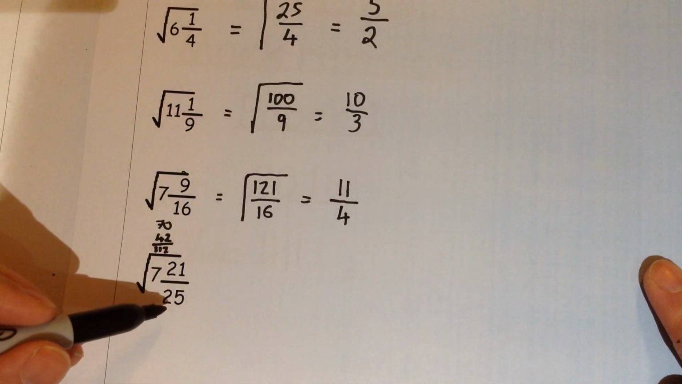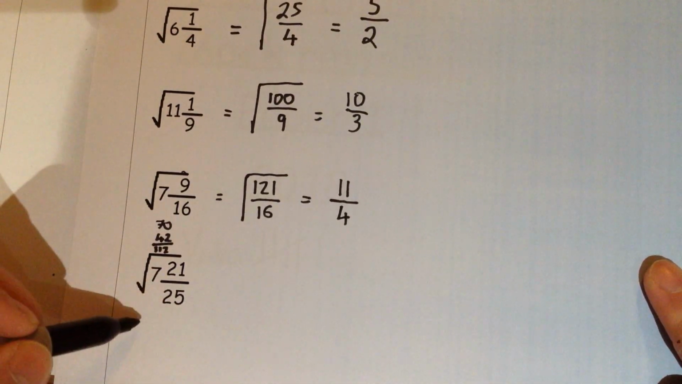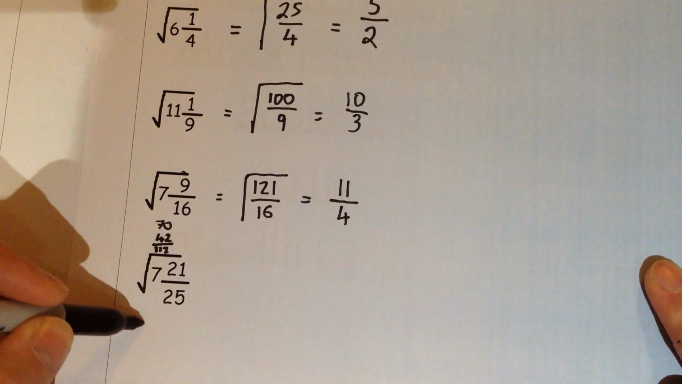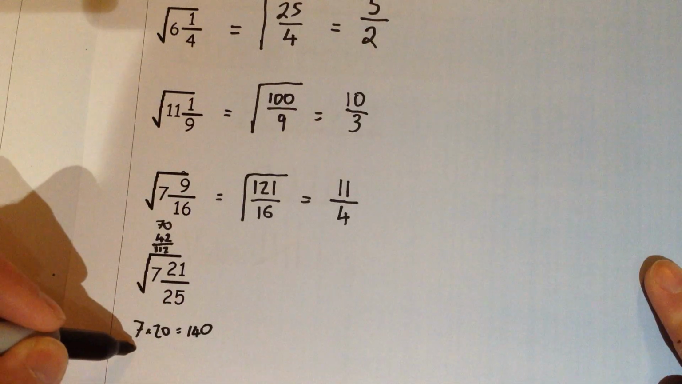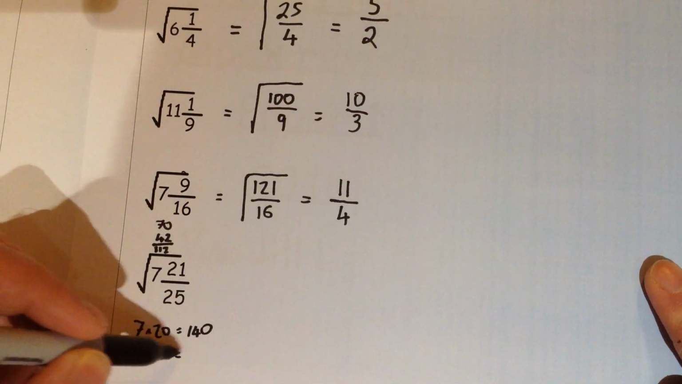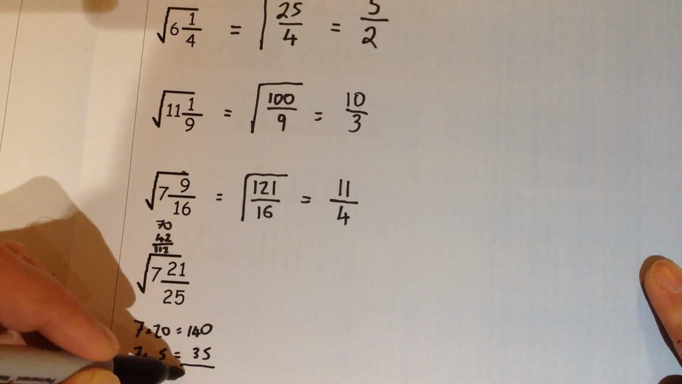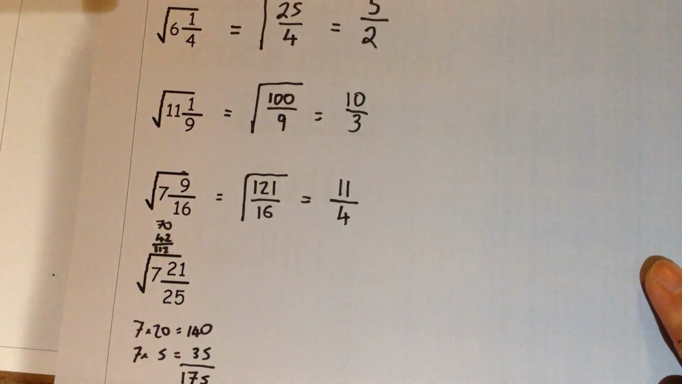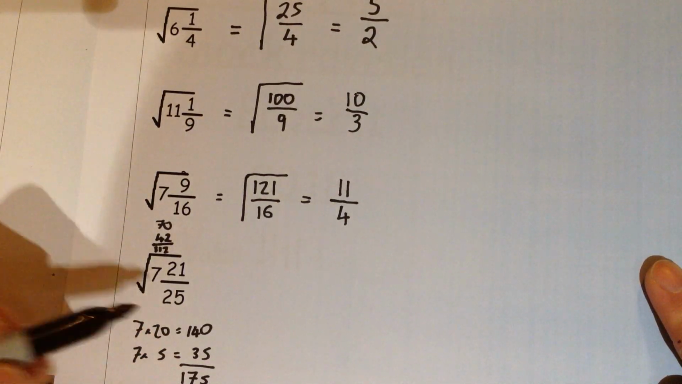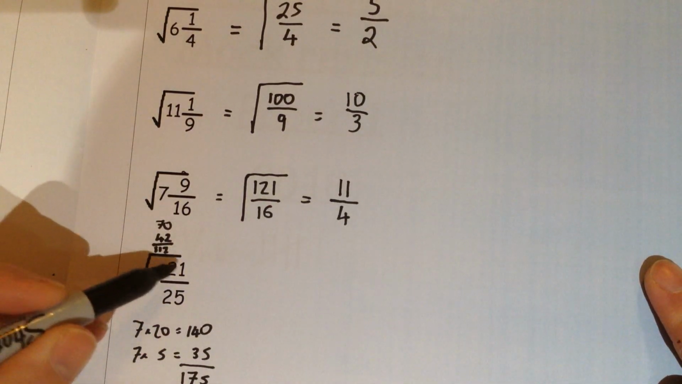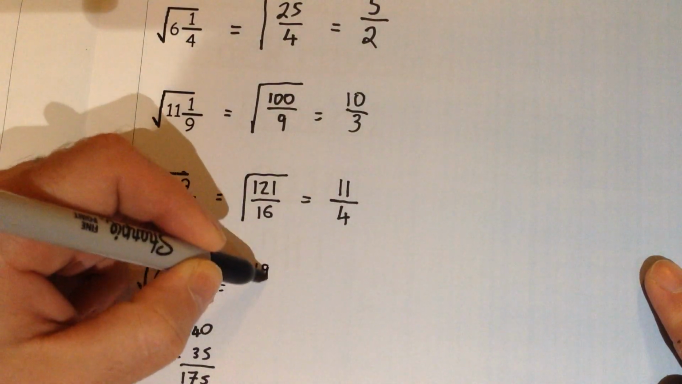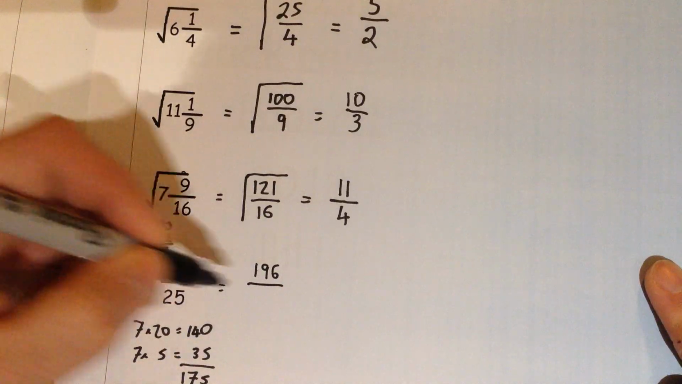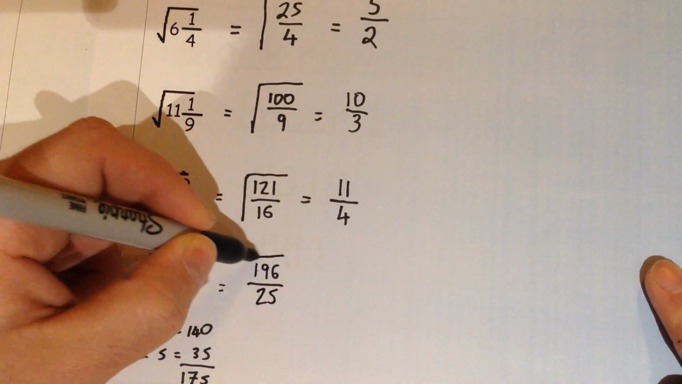7 times 25. Well, 7 times 25, again, if we want to split it, 7 times 20 is 140. 7 times 5 is 35. Add the two together is 175. If we then add on the extra 21 that's already in the fraction part, that would give us 196 over 25, which we'd need to square root.